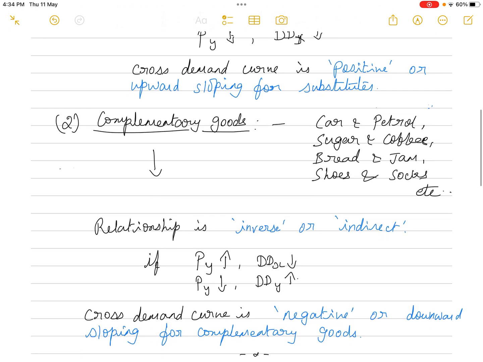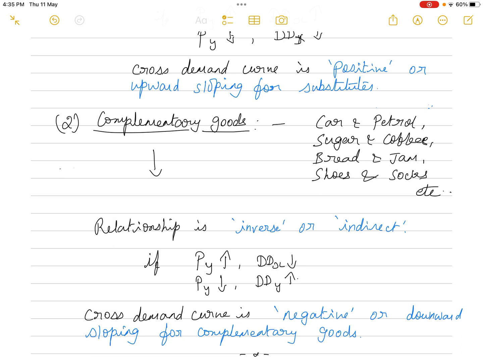Okay, now the next type of related commodities is the complementary goods. For complementary goods, you need two goods jointly together to satisfy one want. For example, car and petrol. Without petrol, a car is useless, isn't it? Without sugar, coffee is useless. You need both car and petrol together to satisfy your want of traveling somewhere. You need both sugar and coffee to satisfy your want of consuming coffee.